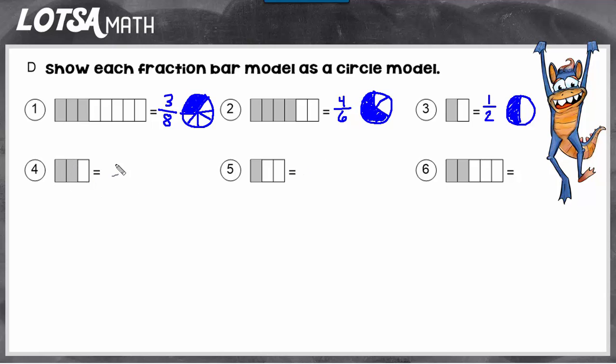On number 4, we have 2 out of 3. When you're dividing into thirds, you can make a sort of peace sign. We're going to color 2 of them. And these models both represent the exact same amount.